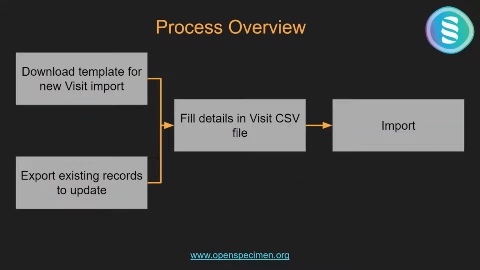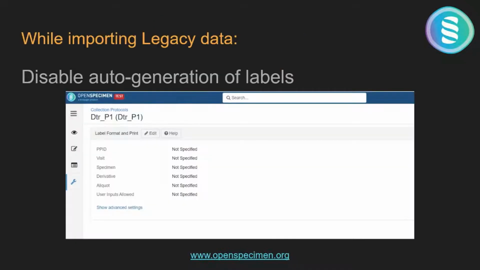To create new visits, you can first download the Visit CSV template, add details within the file, and then import. To update existing visits, you can use the same template, add the visit name, and whichever details you wish to modify. You can also export the visit and change whichever detail needs to be updated, and then import.